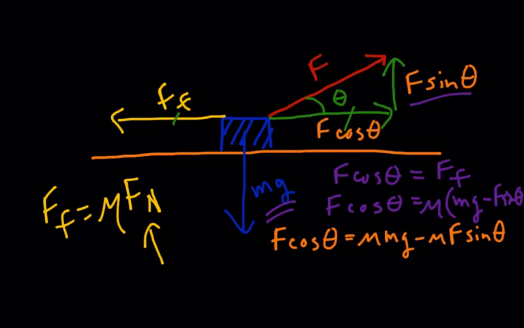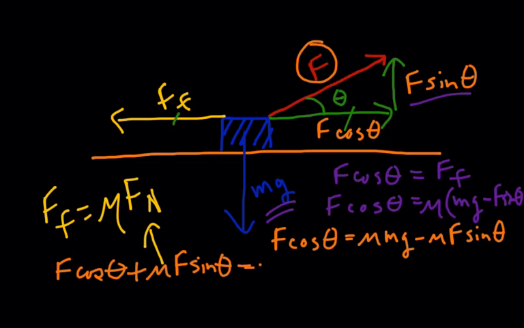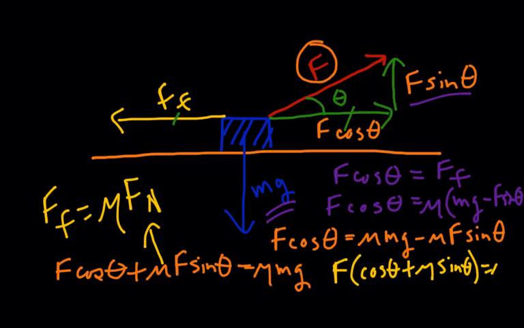Okay, and so you'll notice here that we can combine our F terms. We're trying to solve for this. This is the whole point, to try to solve for this. So I can get my F's on both sides, and I could do F cosine of theta plus mu F sine of theta would equal mu mg. Okay, and so then I could factor out an F, and I would get cosine of theta plus mu sine of theta should equal mu mg.